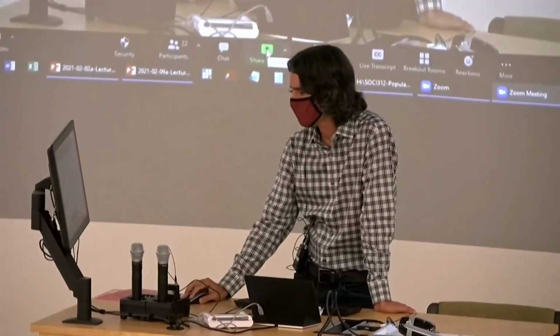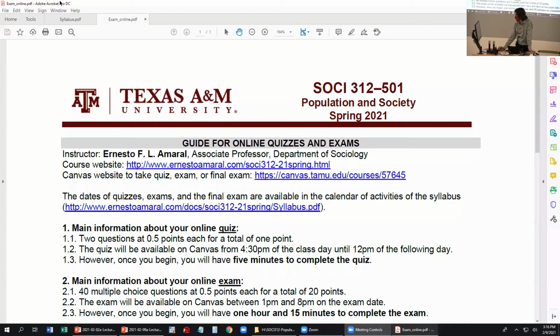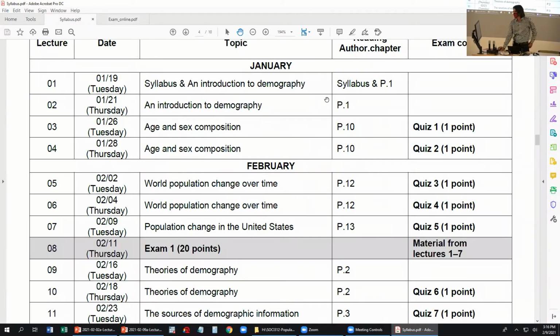So just this document here, in the syllabus, just to explain there, we saw chapter 1 on introduction, chapter 10 on age and sex composition. We are now finishing chapter 12, world population change over time, and then chapter 13, population change in the US. And in whatever slide we stop here, that's going to be the material covered on exam 1. So that's pretty much the material covered on lectures 1 through 5.